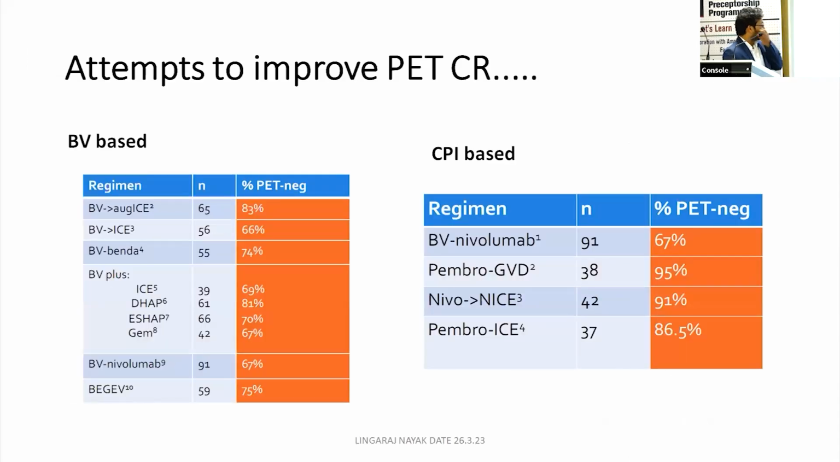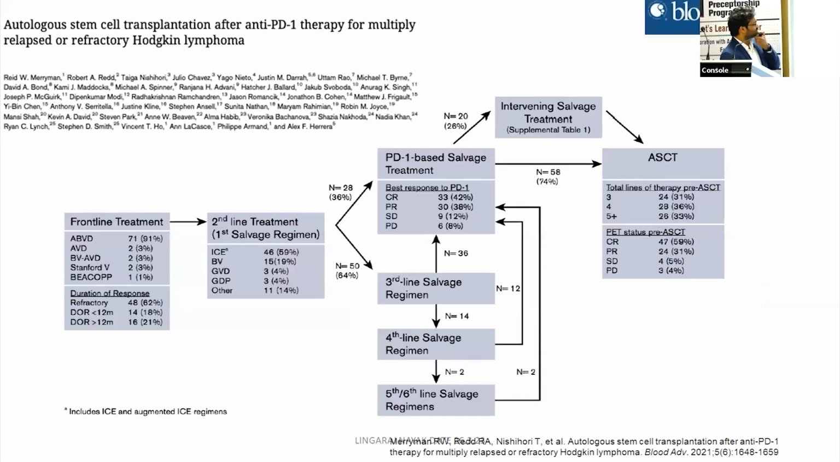Okay, so then everybody tried to improve the PET CR rate, because everything depends on pre-transplant PET. So many attempts were made. We have BV-based regimens, we have CPI-based regimens. You see the PET CR rate has dramatically improved over the years. Now we have 80 to 90% PET CR rates in relapsed refractory Hodgkin. So this is the data.